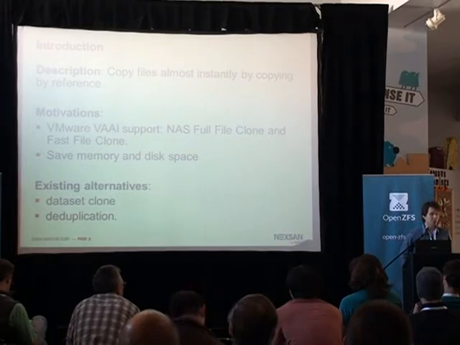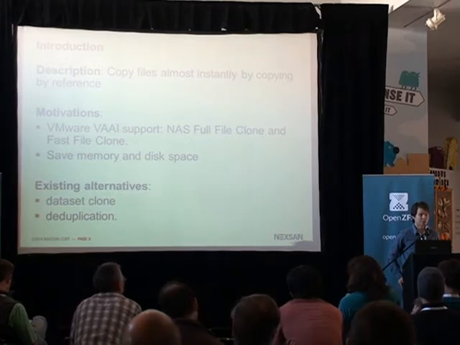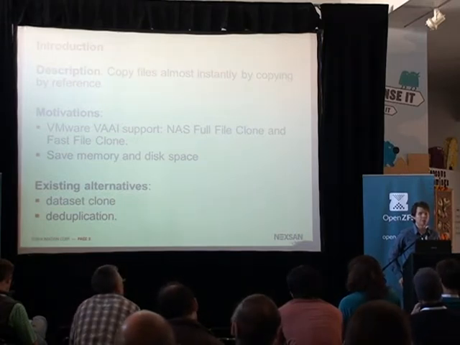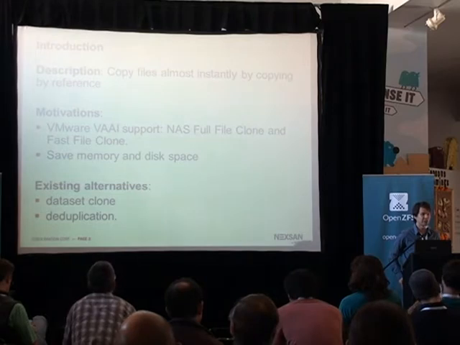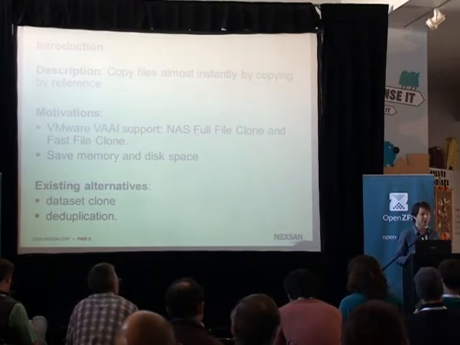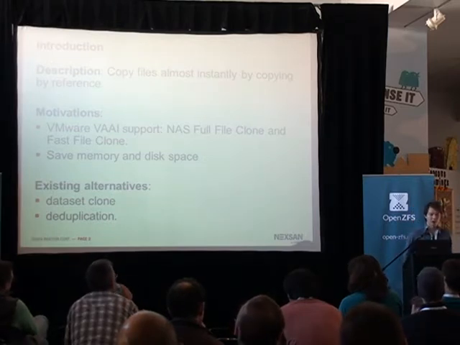Now the other motivation is that allowing fast file clone is a way to save space on the disk. And even more importantly, it's a way of saving memory. Because if you have, let's say, 100 VMs running on your storage, and 90% of the data on those VMs is shared, instead of having all those blocks cached separately in memory, you basically cache them only once. So you have much more free space inside your ARC.